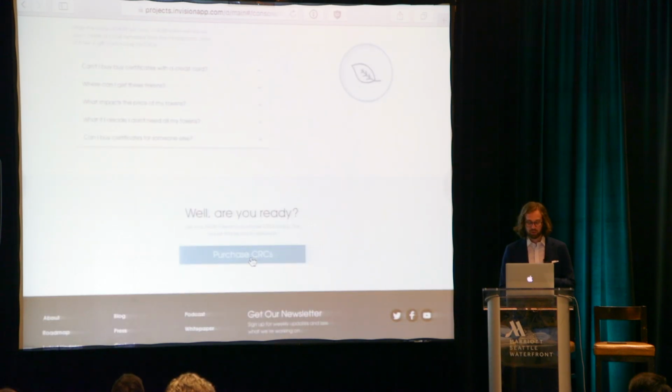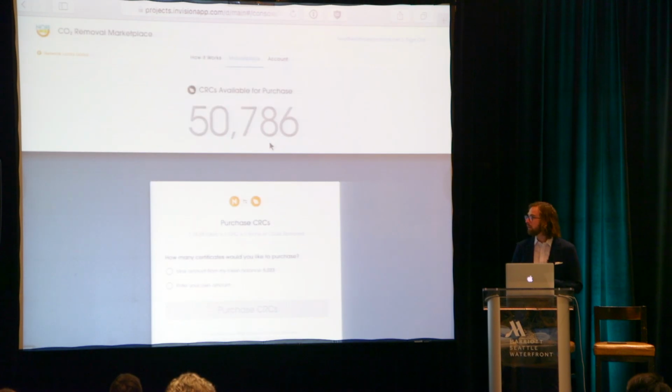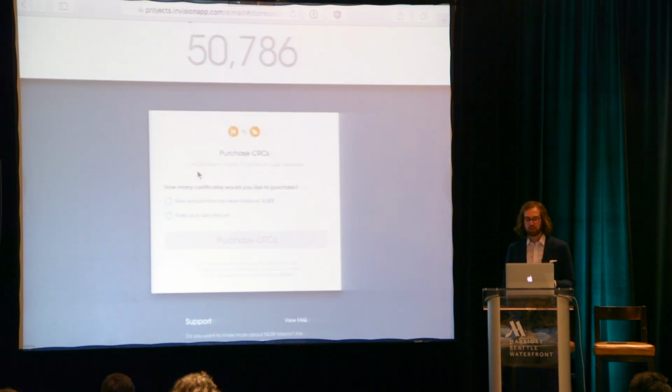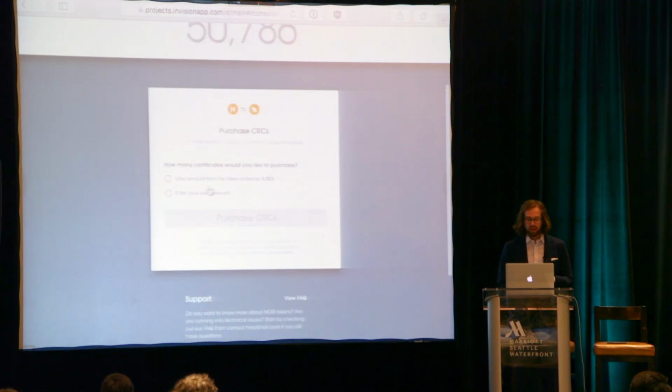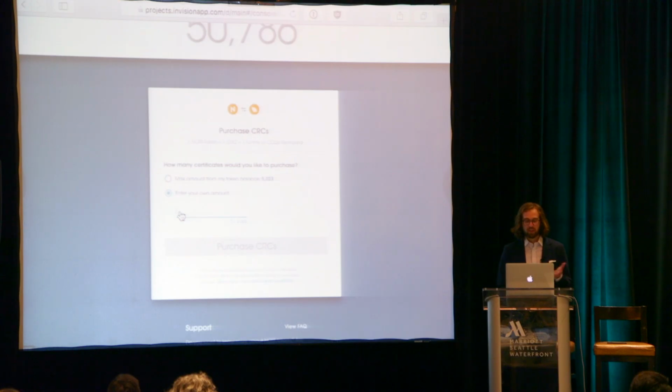So we're going to jump forward and try to buy some. What we see at the top here, there are 50,786 CRCs available for purchase in the queue. A reminder that one Nori token is always going to purchase one CRC, which is always equivalent to 1 ton of CO2 equivalent removed. And we're asking, how many certificates would you like to purchase? There are two options here. One is to use the maximum amount from your token balance. So in this scenario, you already have 5,023 Nori tokens in your wallet that are available to use. Or you could decide that you want to buy a different amount. So we're going to say that you want to buy 2,000 tokens. And we're going to click purchase.